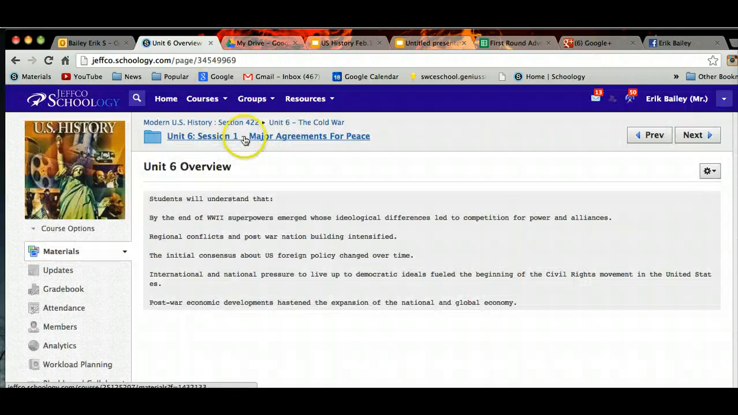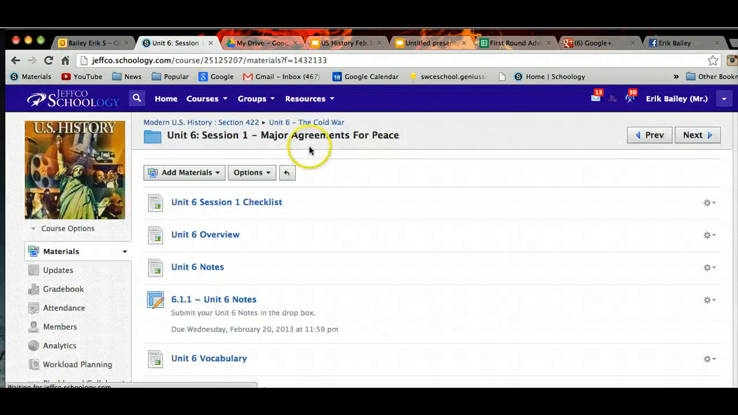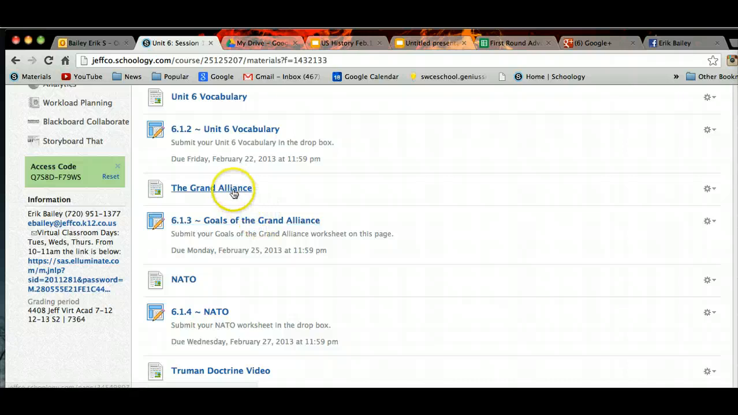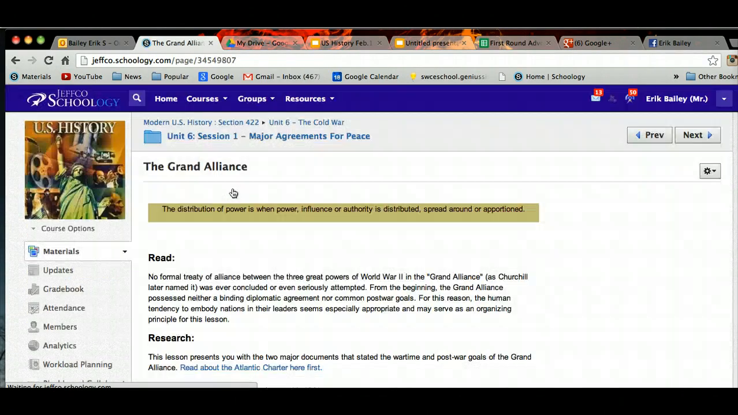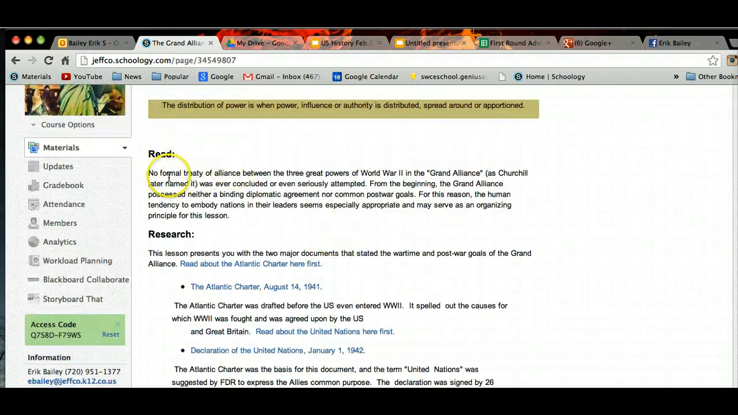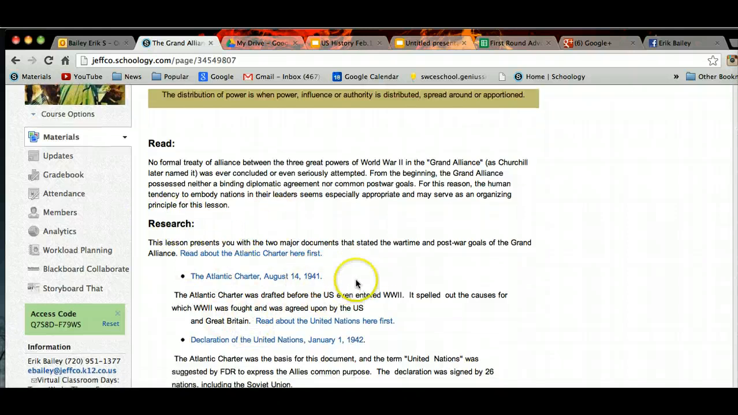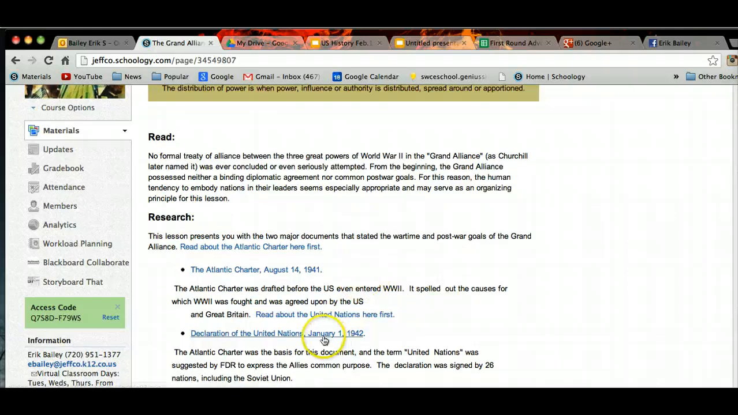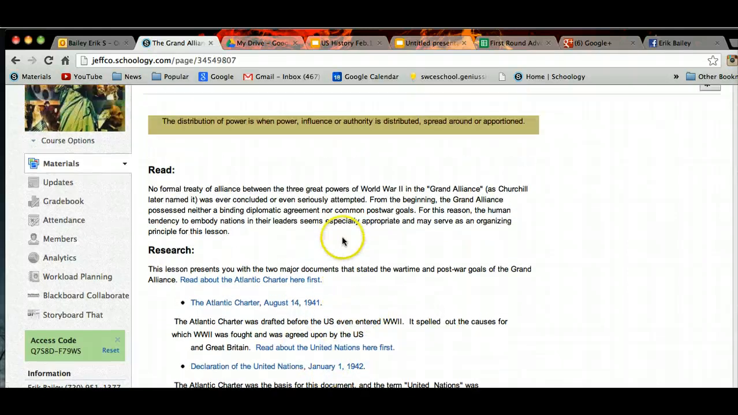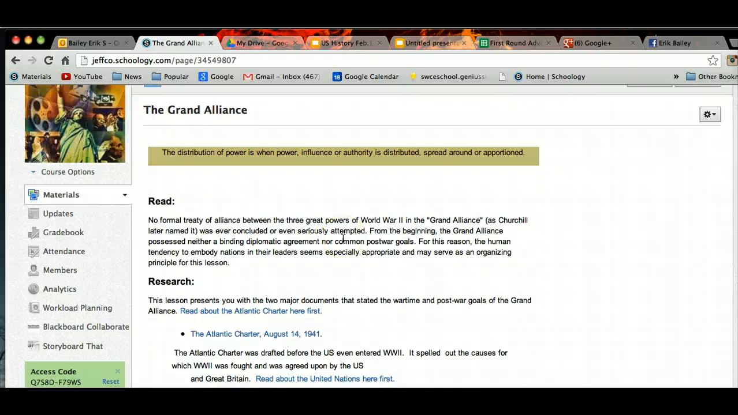If we go into the Grand Alliance, you'll see everything there that you need to know. You do need to read, and the research is going to entail 2 things for each one of these documents. Basically what we're learning about here is the Atlantic Charter and the Declaration of the United Nations. Each one is basically covering the goals of the Allies during World War II.